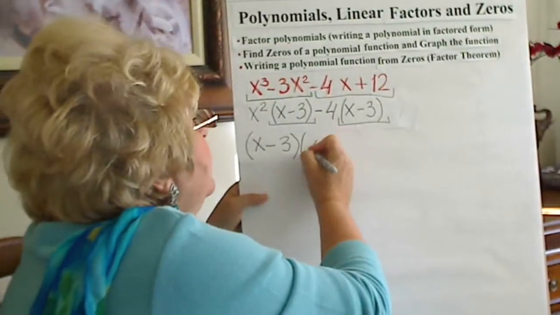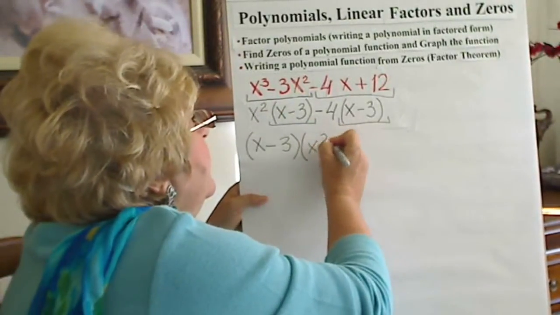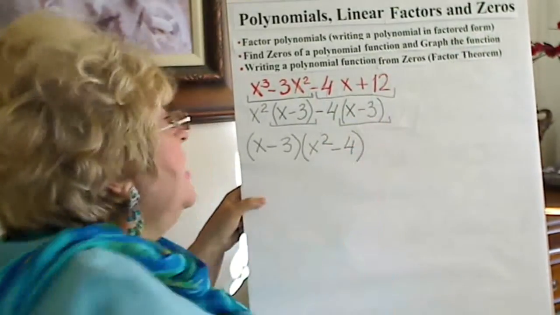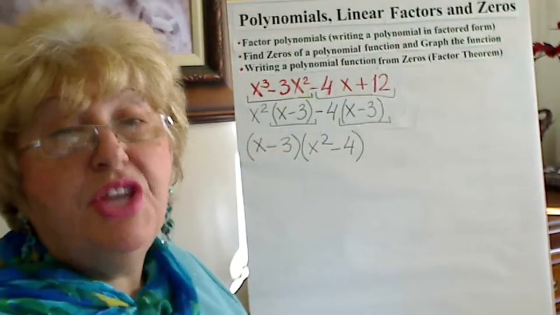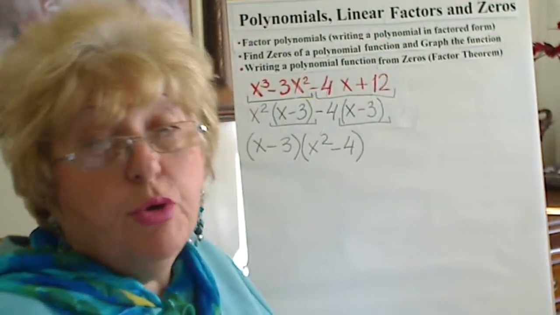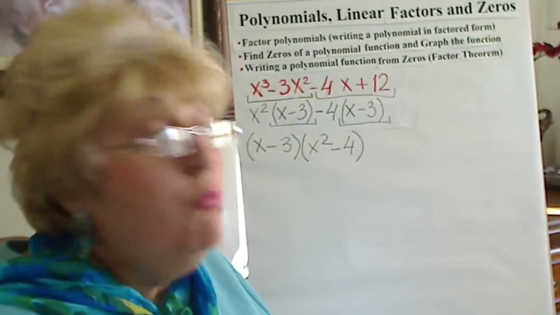times (x squared minus 4). Did we factor? Yes. Did we factor completely? No, because we can factor more.